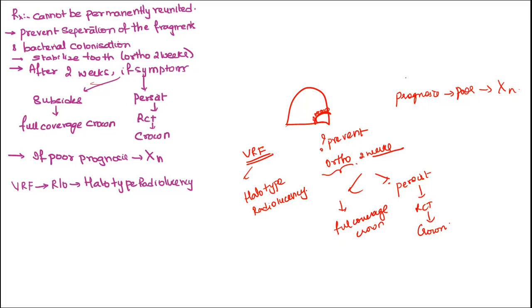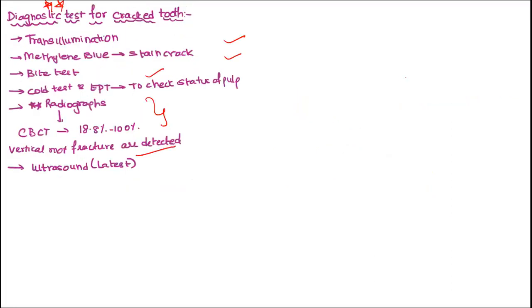Vertical root fracture in a radiograph, you can see it as a halo type of radiolucency. What are the different diagnostic tests for the cracked tooth? Transillumination, methylene blue, bite test. Bite test means you just bite on a hard thing like cotton, and then you can experience extreme pain. Then you can suspect vertical root fracture or cracked tooth syndrome, because of the A delta fibers you experience very acute pain because of the fluid disbalance in the dentinal tubules.